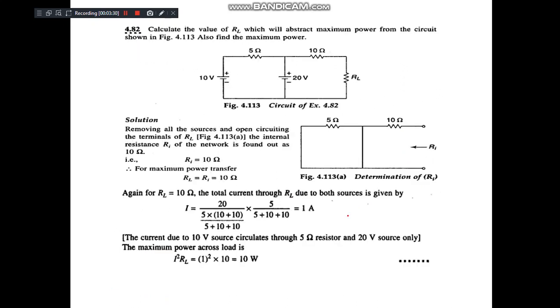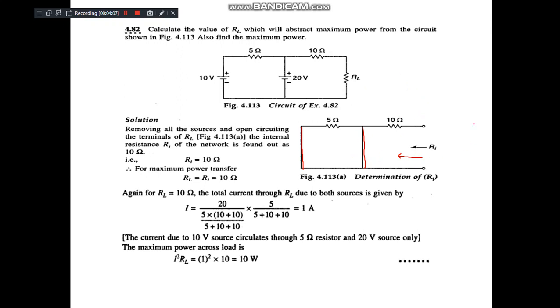So we will observe a simple circuit here. Calculate the value of RL which will extract maximum power from the circuit, and also find the maximum power. Here this is RL. Two sources are there. First we have to calculate the internal resistance of the circuit. This step is similar to finding Thevenin's resistance or Norton's resistance. Short circuit the sources and observe from the load terminals, with the load terminals open circuited.